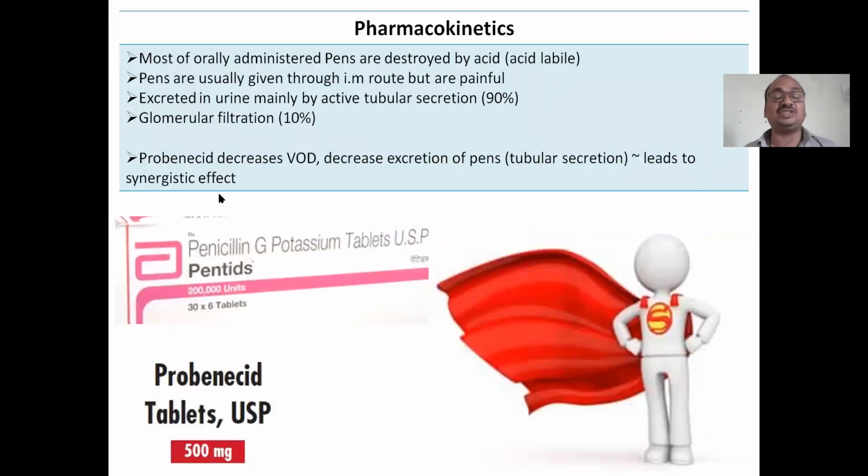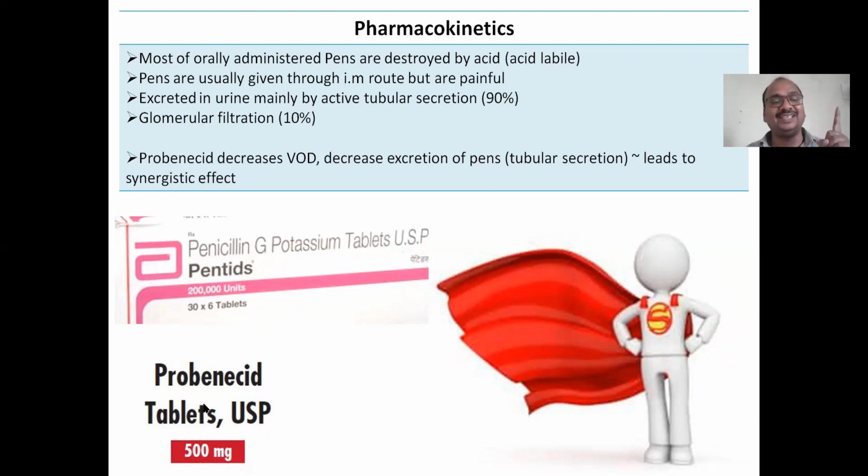And pharmacokinetics: all are excreted by the kidney only. 90% is excreted by tubular secretion. Urine formation, that you know, the chapter in APH, tubular secretion is there. Glomerular filtration is also there. Glomerular filtration is only 10% of penicillin, and tubular secretion is 90%.